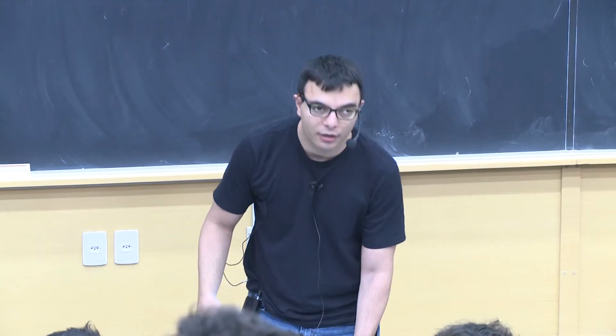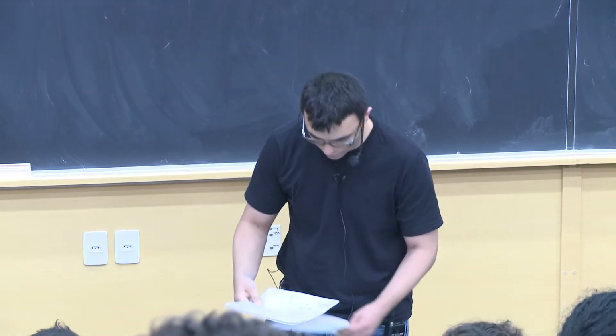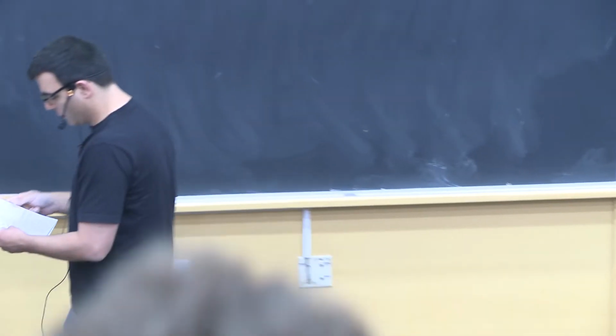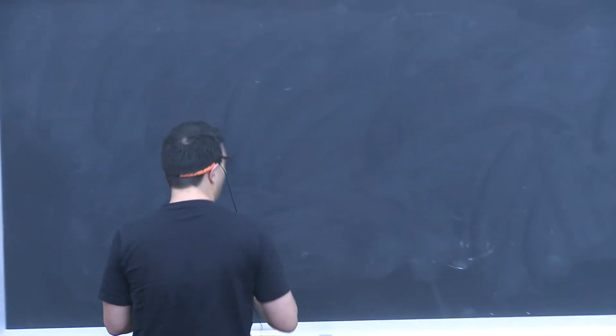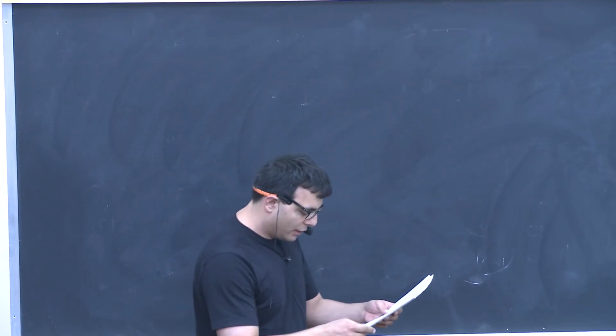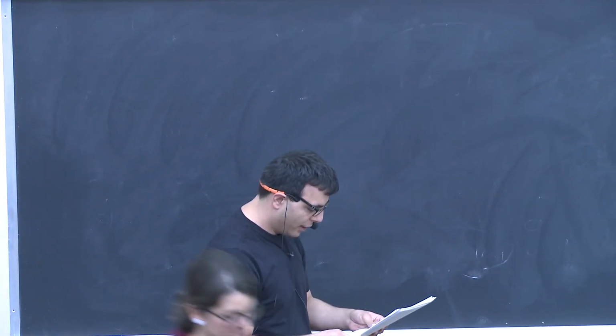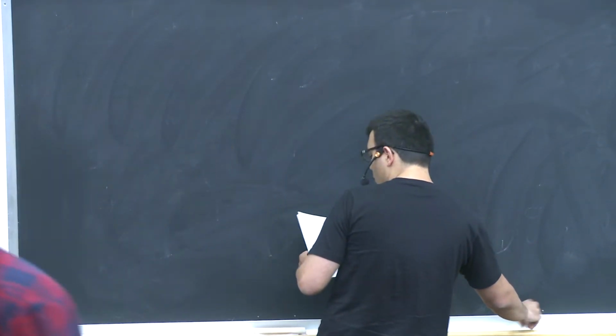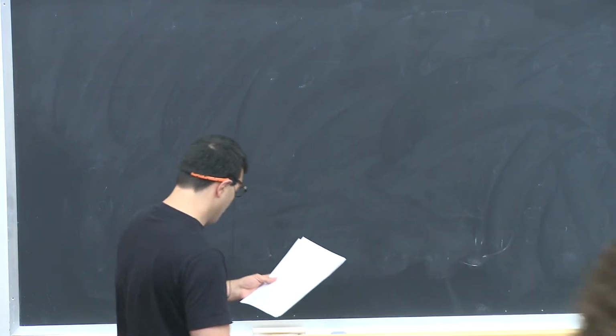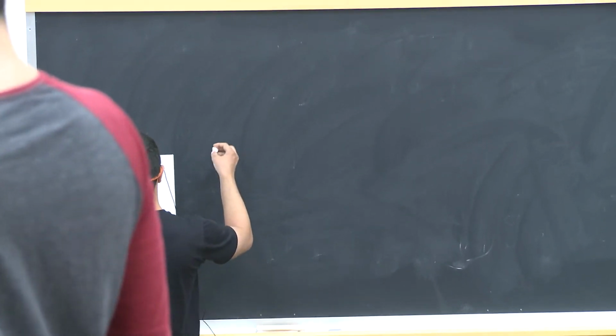So let me try to pick up from where we left off yesterday. And I'm going to take a couple minutes just writing down some formulas that were on the board yesterday. So part of it was this notion of renormalization group flow.